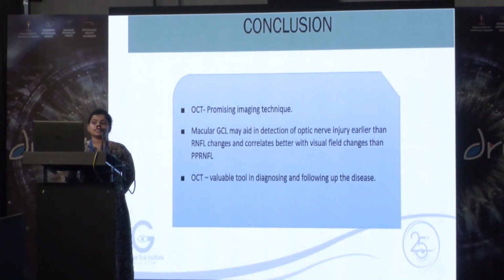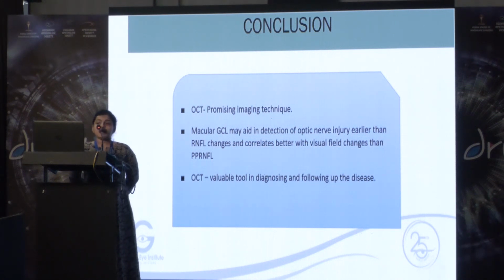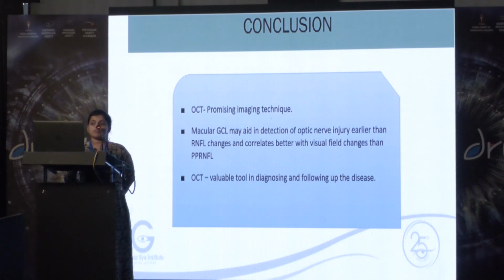So the take-home message is OCT is a promising imaging technique which can aid as a valuable tool in diagnosing and following up the disease. And macular GCL may aid in detection of optic nerve injury earlier than RNFL changes and correlates better with visual field changes than peripapillary RNFL. Thank you.